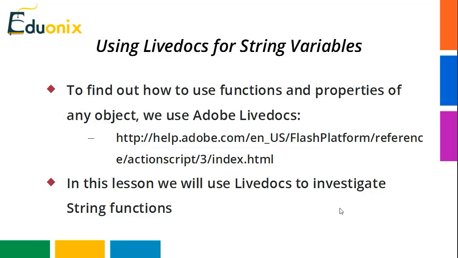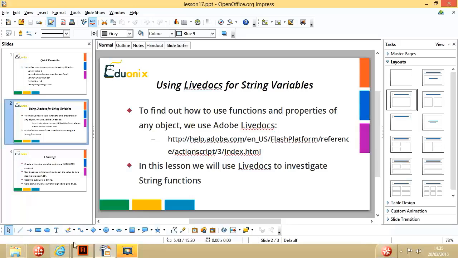So in this lesson I want to talk about using something called Adobe LiveDocs. And Adobe LiveDocs allows you to find out how to use the functions and properties of any object. And it has a URL, it's a website, and I've given it here. And I want to use it in this lesson to investigate string functions and properties. So let's have a look.